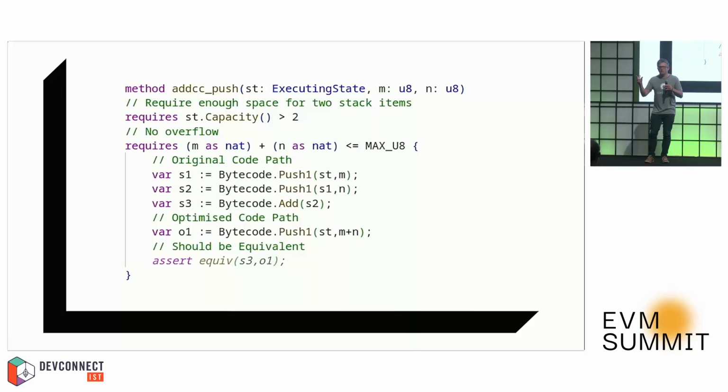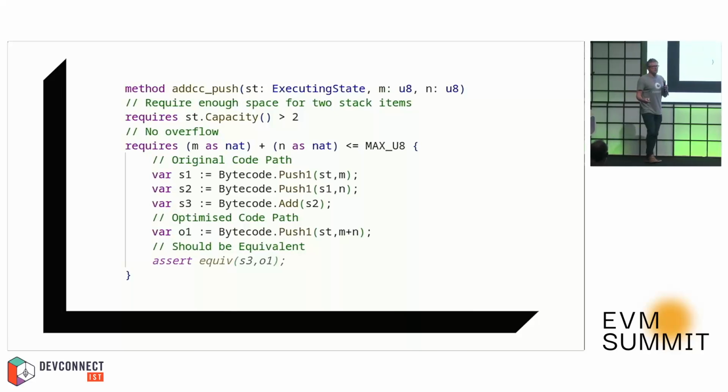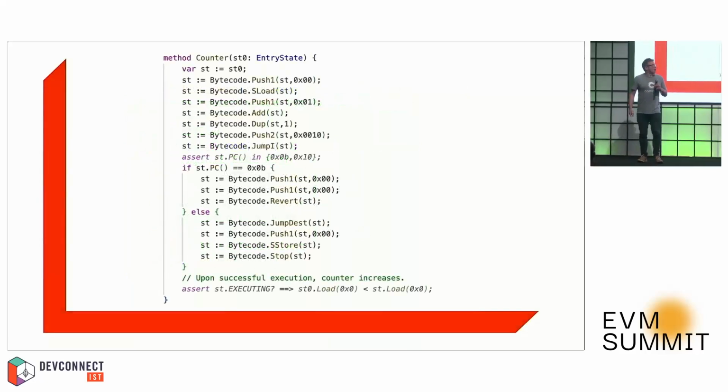So they have to be equivalent. And in this case, that means the stack has the same stuff on it, memory has the same stuff, storage has the same stuff, right? But there can be some other minor differences, program counter in particular. So a slightly longer example, just to illustrate a few more aspects of how it works.